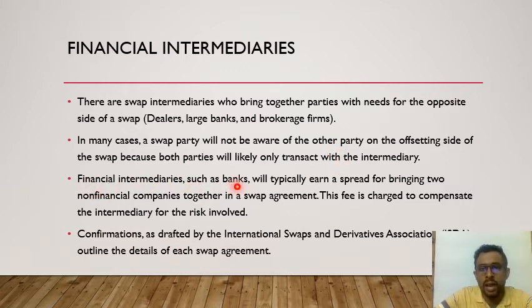Financial intermediaries such as banks typically earn a spread for bringing two non-financial companies together in a swap agreement. This is the fee they charge, as I explained in a previous slide: whatever spread comes in between for the banks will be their fees. Confirmations are drafted by ISDA, the International Swaps and Derivatives Association, and outline the details of each swap agreement, the tenor of the contract, what happens when it gets defaulted, etc. This will be written down in that confirmation.